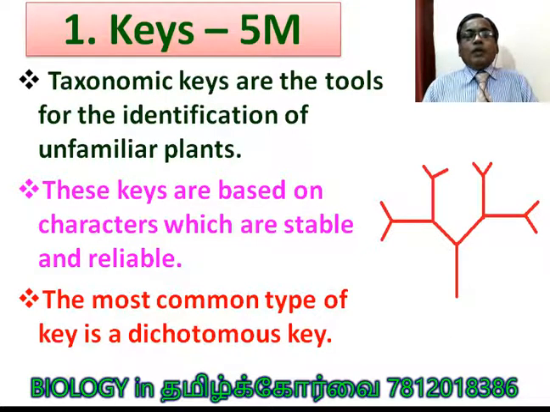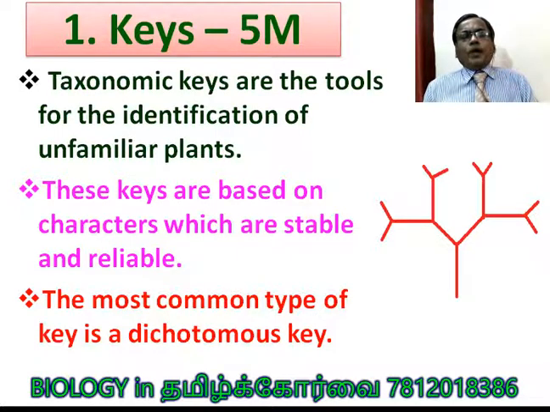These keys are based on characters which are stable and reliable. A stable character is one which is always present, and in most of the plants it is present. It should be present permanently in a particular species, and also in the majority of the plants. Only then is it called a stable and reliable character. Based on that only, keys can be prepared, and we are able to identify the particular plant.